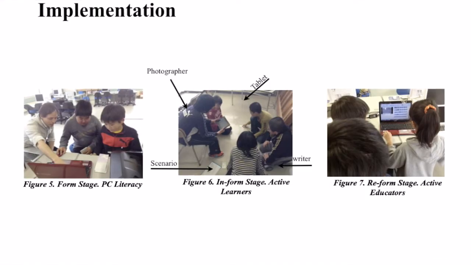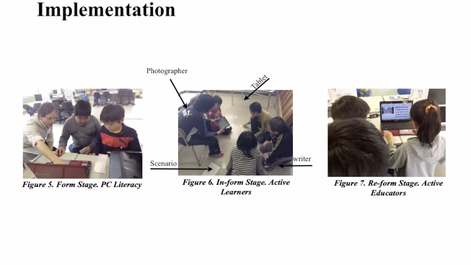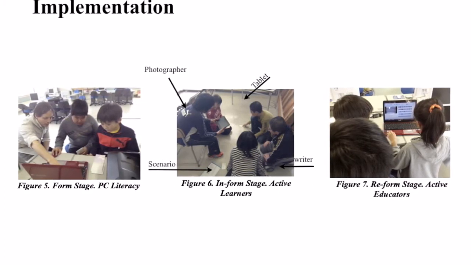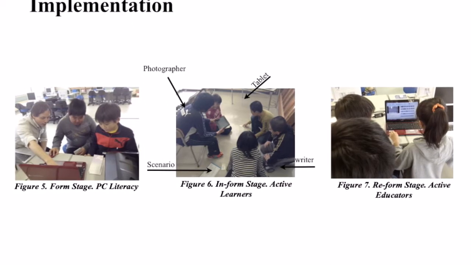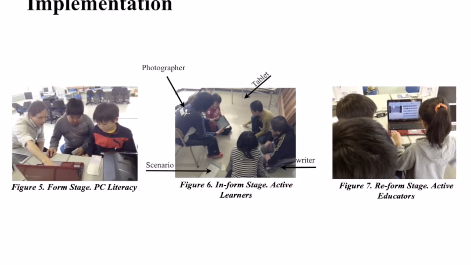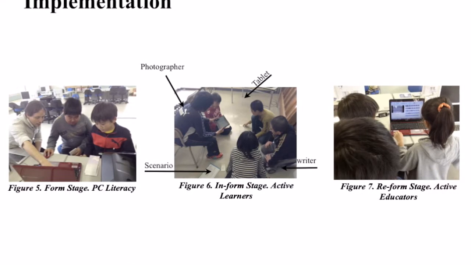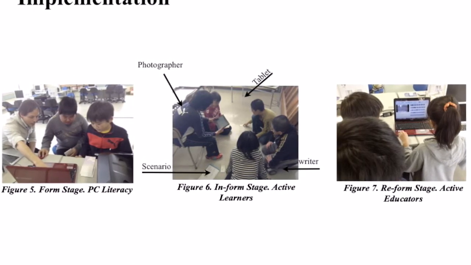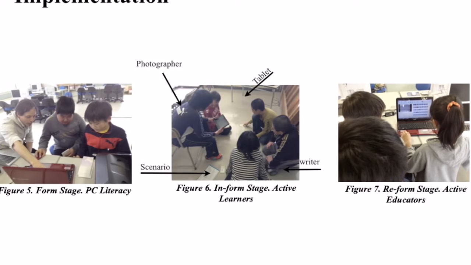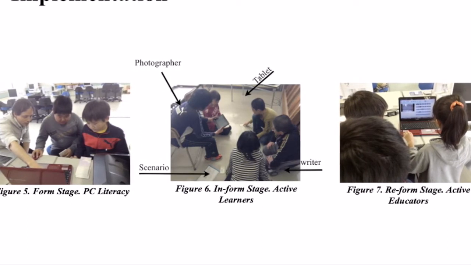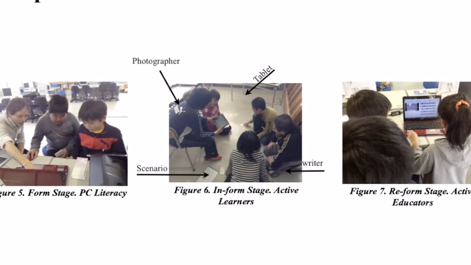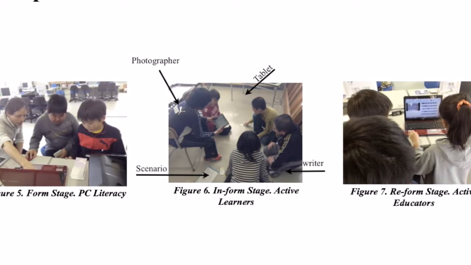Here we can see some of the experimental process through the 3 CSCDM phases: form, inform, and reform. Inform phase, students receive training and PC literacy. Inform phase, students create and develop their methods and strategies within certain rules. Reform phase, students create their final product as educators.